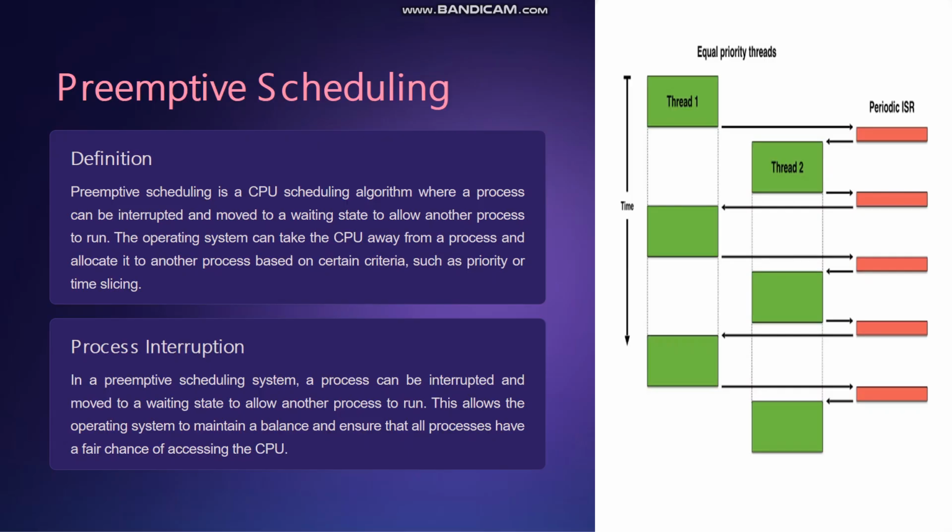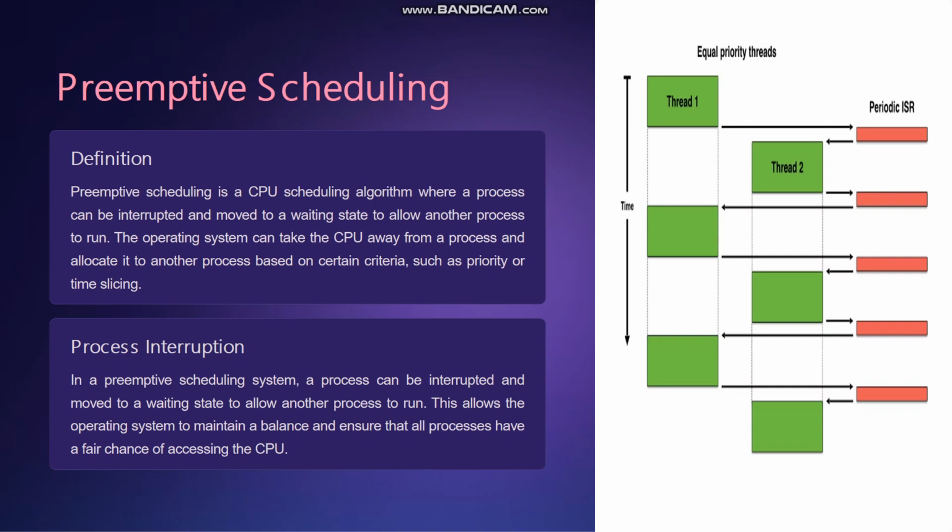Preemptive scheduling. Definition. Preemptive scheduling is a CPU scheduling algorithm where a process can be interrupted and moved to a waiting state to allow another process to run. The operating system can take the CPU away from a process and allocate it to another process based on certain criteria such as priority or time slicing.